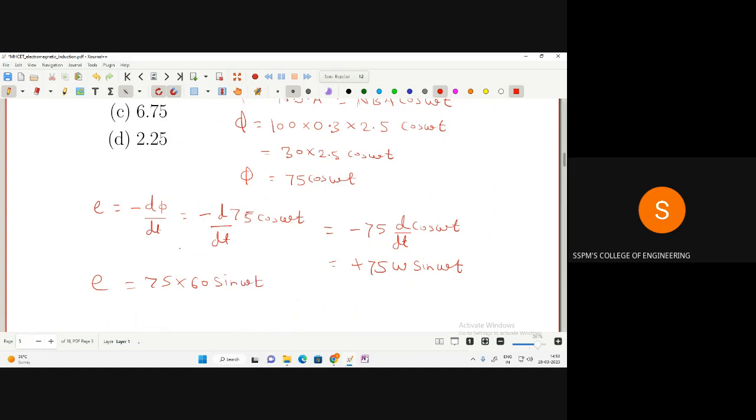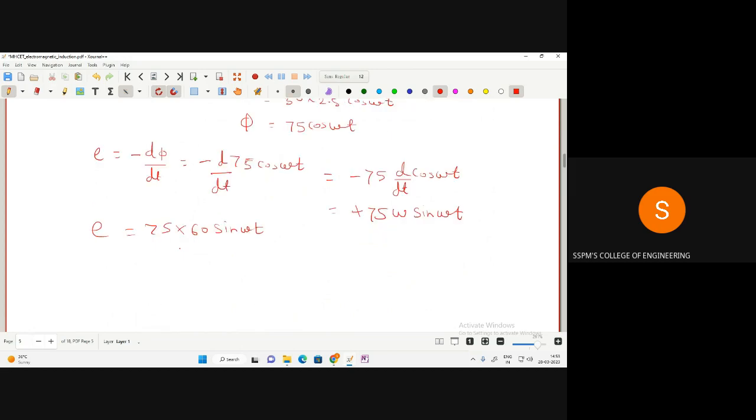We want the maximum EMF induced in the coil. The maximum EMF induced in the coil is obtained when omega t is 90 degrees, or sin omega t is equal to 1. It will be 75 into 60. And 75 into 60, you will get the answer 4500, or in kilovolt it will be 4.5 kilovolt.